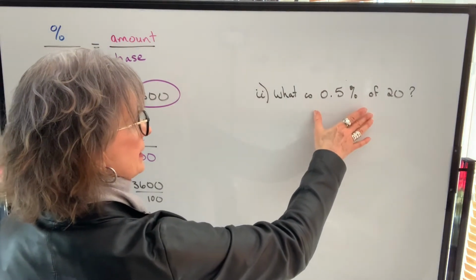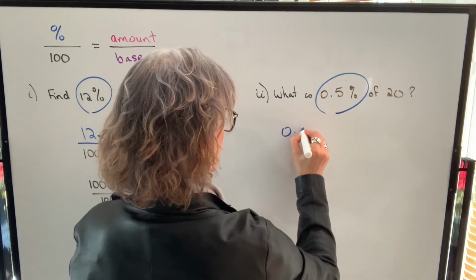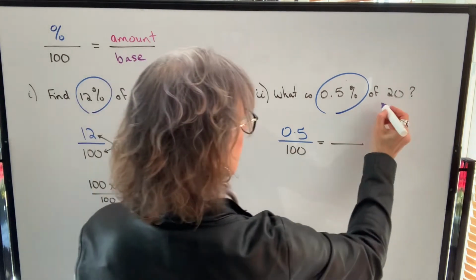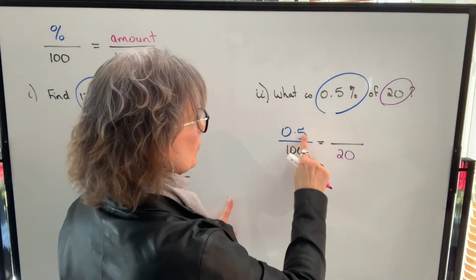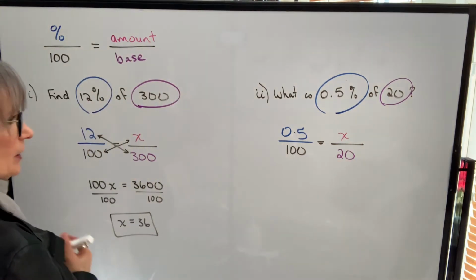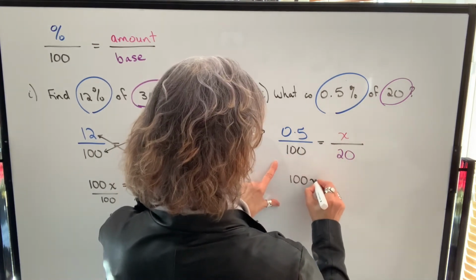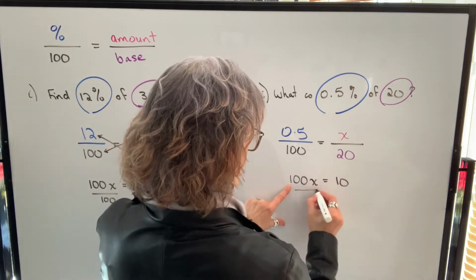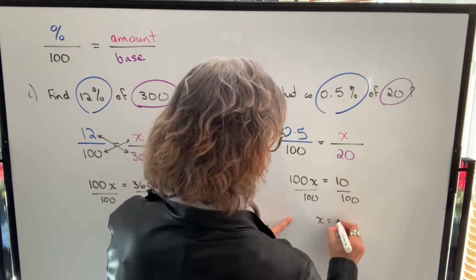Next question is the same idea, except we have a decimal in our percent. And that's our percent, that's the value that goes over 100. Out of 20, that will be my base, and I'm finding what amount is 0.5% of 20, so that amount is my unknown. In order to solve this, I cross multiply, so 100 times x will equal 0.5 times 20, which is 10. Divide both sides by 100 to solve for x. 10 divided by 100 is 0.1.